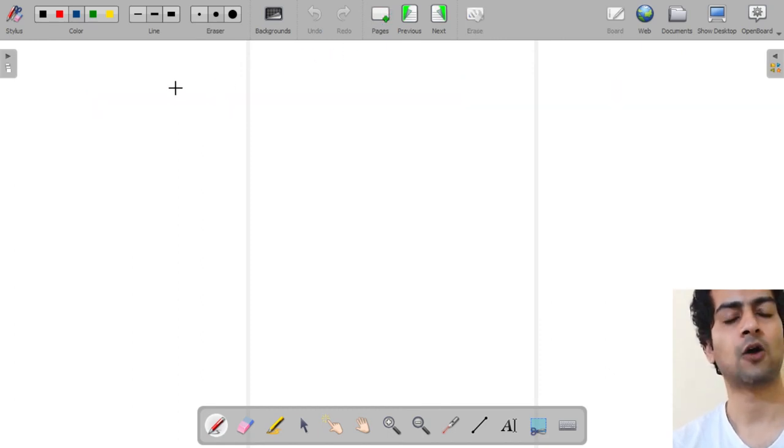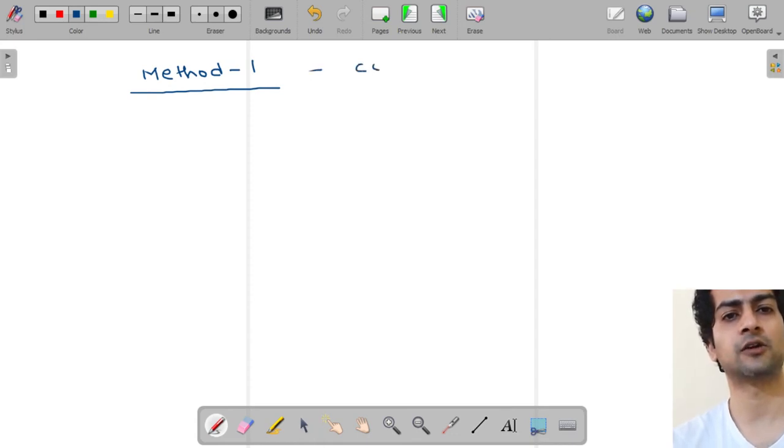Now coming to how we can calculate whether the system is controllable or not and observable or not. I will give you two methods each for controllability and each for observability. Please have a look. So first I am talking about method 1: how we can find whether a system is controllable or not.